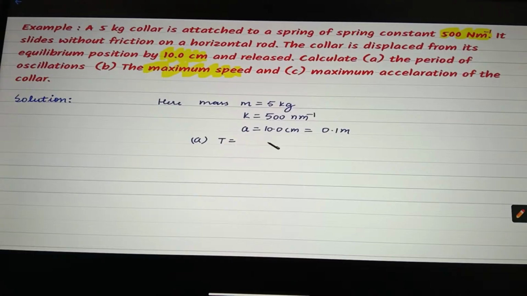Time period is equal to 2 pi square root of m by k, which is 2 pi square root of, for mass, we can write 5 kg divided by k here, which is 500. So that will be equal to 2 pi by 10 seconds. When calculated, this will come as 0.628 seconds.